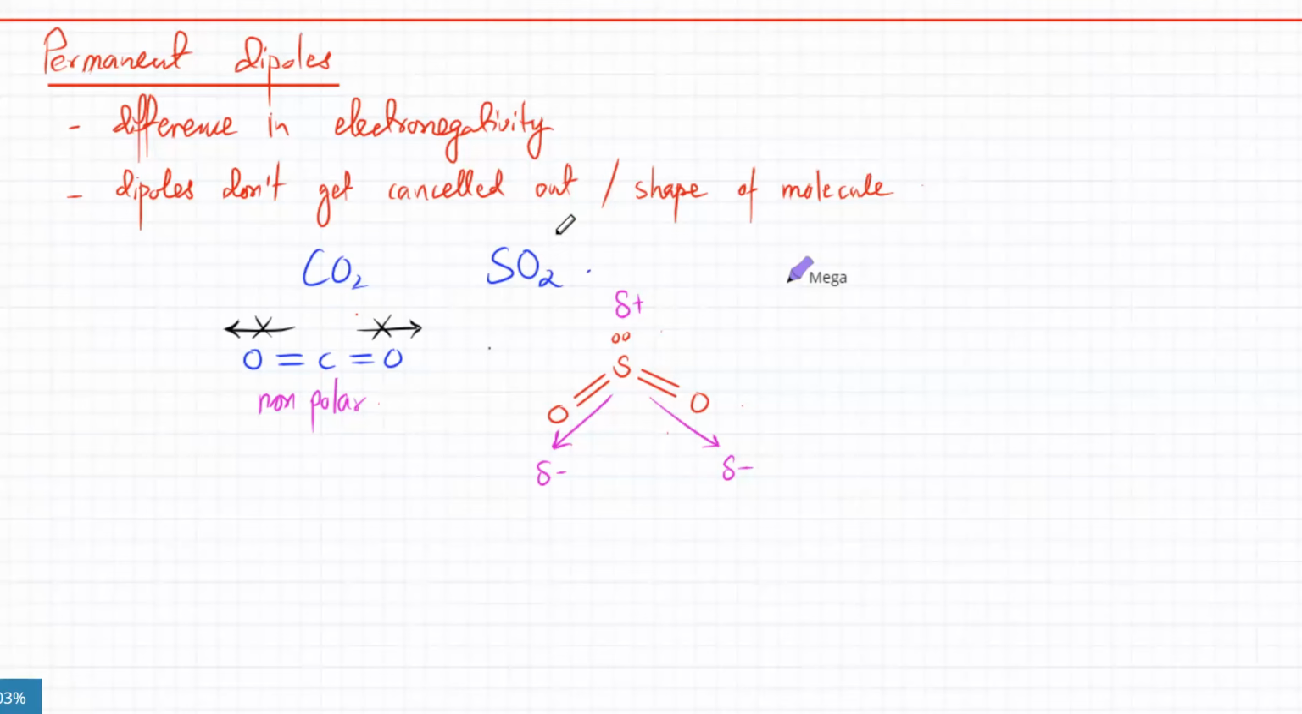Then you've got SO2. SO2 has a bent shape because there's a lone pair that's sitting on top. So the bonds get bent downwards. They get repelled downwards. In this case, the oxygens are trying to pull electrons, and this time both oxygens are trying to pull electrons downwards. So the net result is this entire molecule, the bottom side becomes negatively charged and the top side becomes slightly positively charged. Okay? Is this point clear?